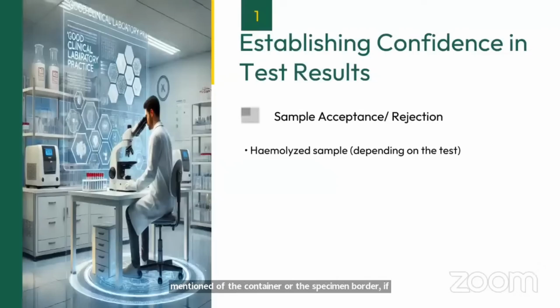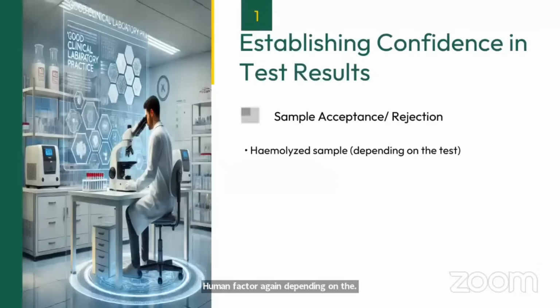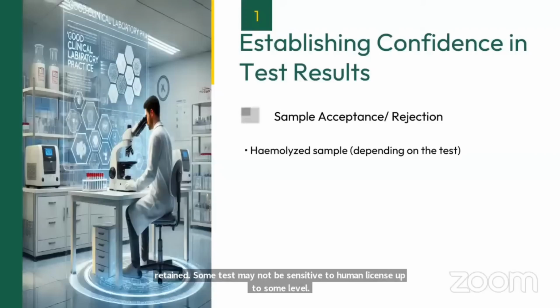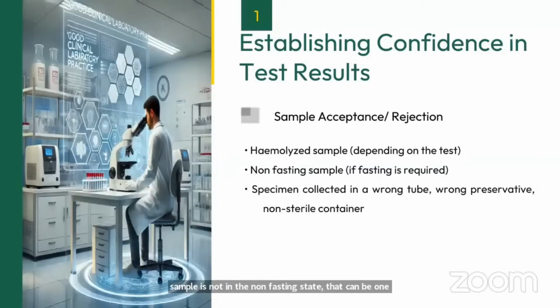Hemolyzed sample, again depending on the test. If certain tests are sensitive to lysis, then those tests should be rejected. Some tests may not be sensitive to hemolysis up to some level. So considering those limitations and levels, you should see whether you have to receive or discard hemolyzed samples. Non-fasting sample: if certain tests require a fasting sample and the sample is in the non-fasting state, that can also be one of your rejection criteria.